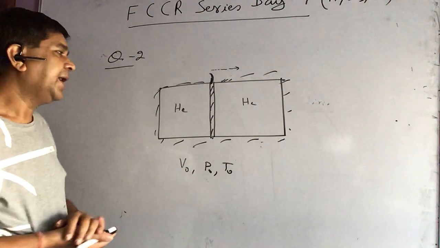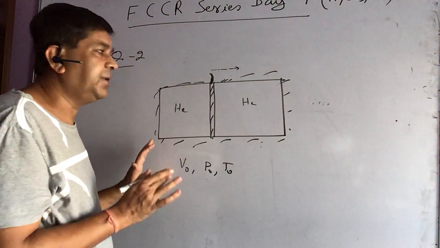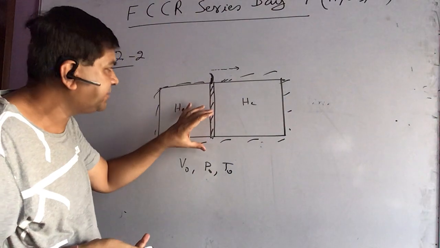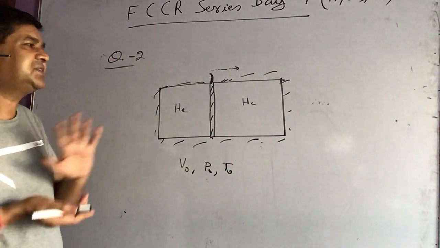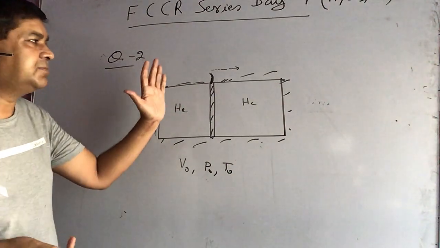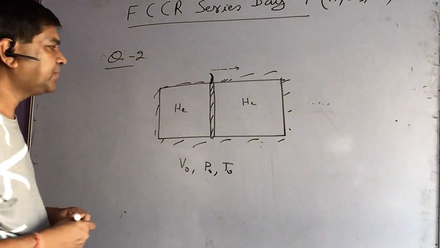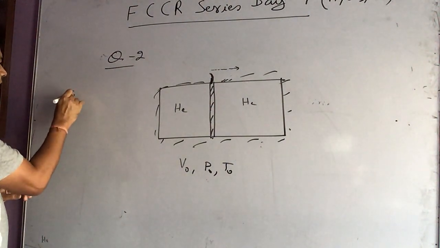That is the question. And one more thing is important here: the process is completely adiabatic, meaning both sides are adiabatic. This is the adiabatic cylinder. So keeping both sides adiabatic, we have to move the piston, keeping the processes adiabatic.